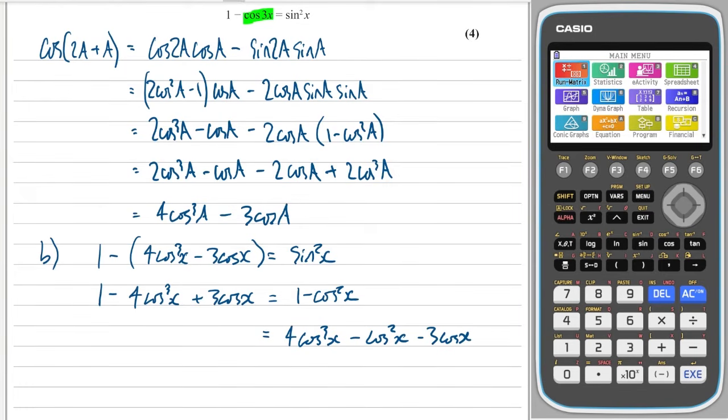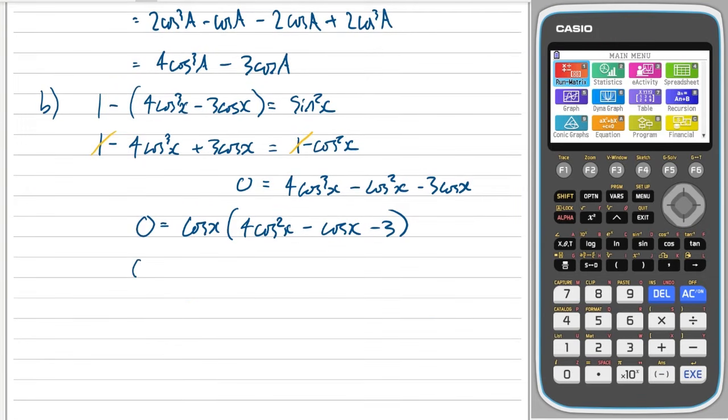And I've got 1 on both sides, which can cancel. And that's equal to 0. And I can take out a factor of cos x to get 4 cos squared x minus cos x minus 3. And I'm hoping I can factorize that. And that will factorize into 4 cos x plus 3 and cos x minus 1. Just double check, does that work? 3 minus 4, yes, that is good.